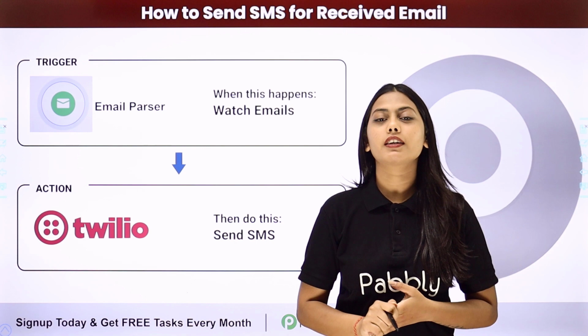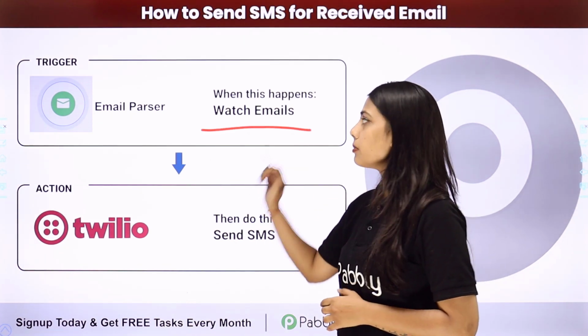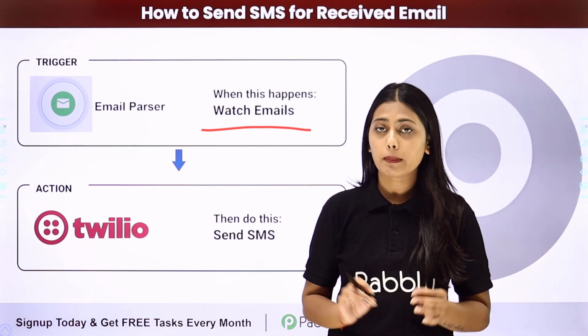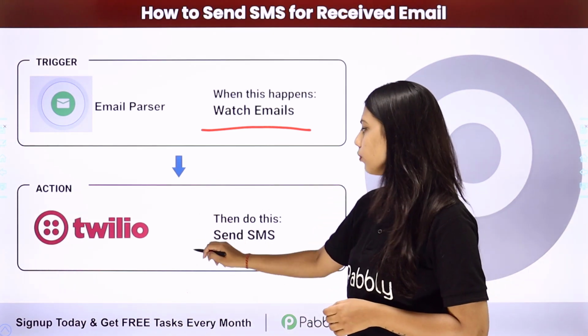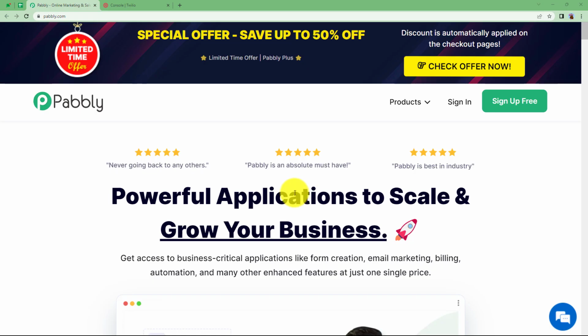You can create this automation with the help of Pabbly Connect, where our trigger will be to watch emails using email parser, a feature by Pabbly, and our action will be Twilio, where you will send the message of the notification. Let us learn how you can send an SMS notification for any email received by you that you want to set as a priority.